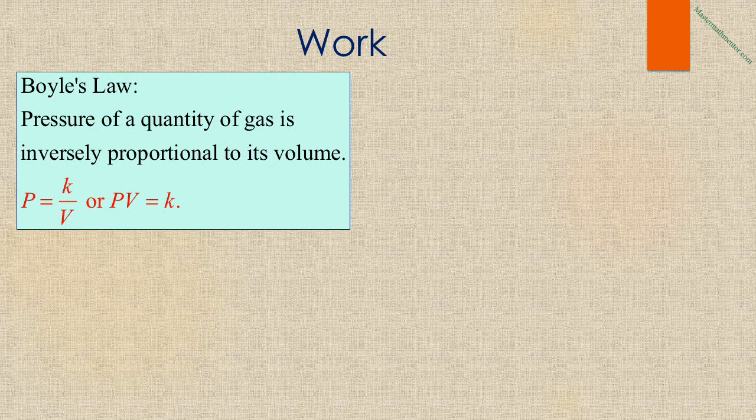In physics, we have an important relationship called Boyle's Law. It states that the pressure of a quantity of gas is inversely proportional to its volume, or P is equal to some constant K over V, or PV is equal to a constant.